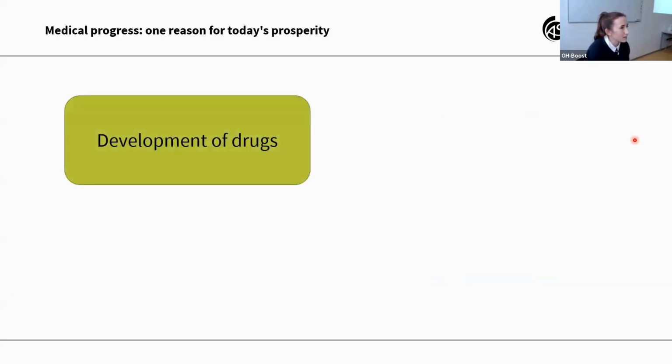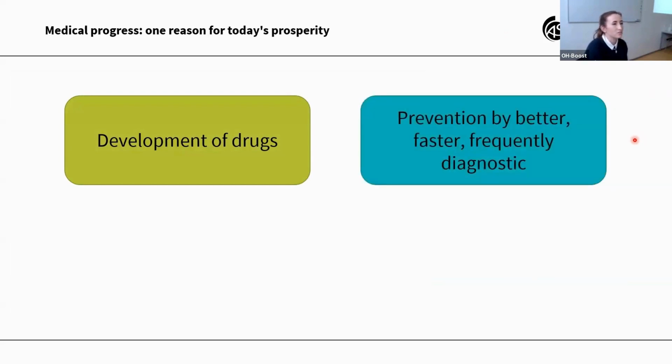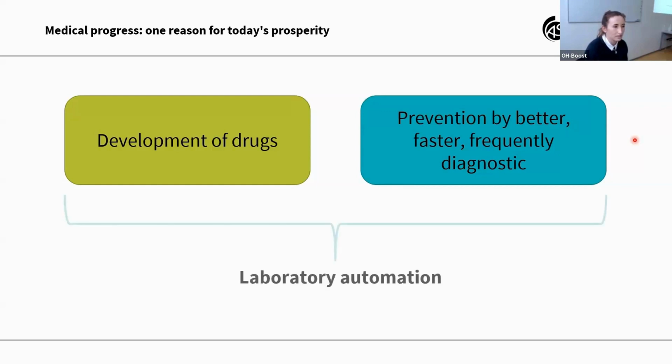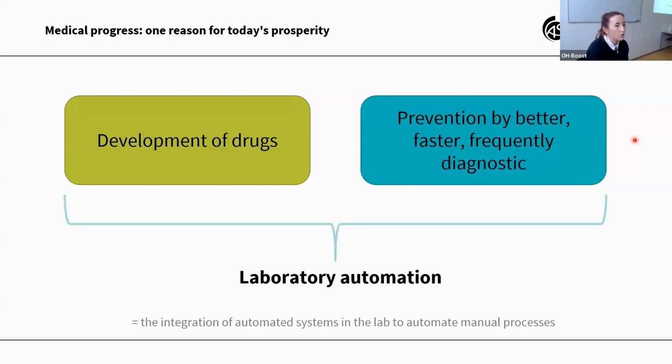So the development of drugs, nowadays we can bring faster and more efficient drugs on the market that are safer, and we have the prevention by better, faster, and possibly frequent diagnostics nowadays. And this is related to laboratory automation, which is the integration of automated systems in the lab to automate manual processes. And as Michael is an expert in drug discovery, I will focus in my presentation on the diagnostics nowadays.